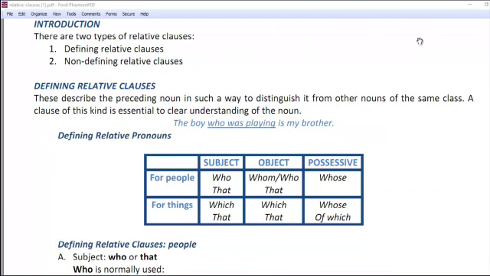We have who or that, and we are going to use them for people. Okay, and we have whom or that for object, and whose for possessor. And for things, we are going to use which or that. And for object, we are going to use which and that. And for possessor, we are going to use whose, of, or of which.